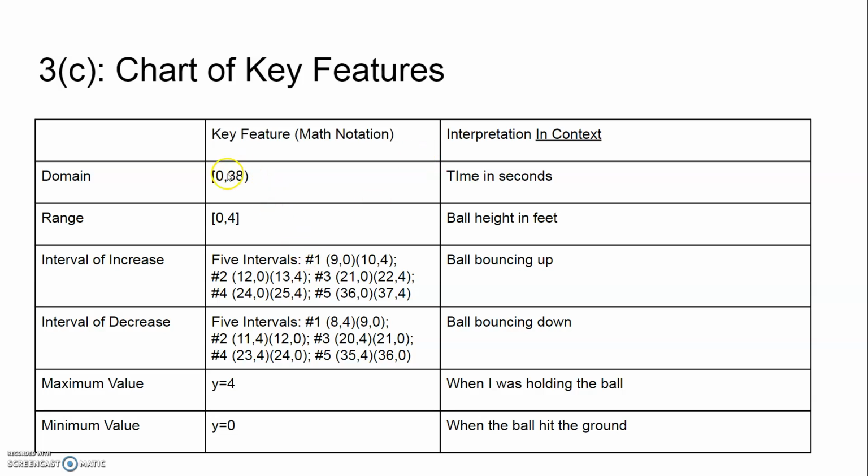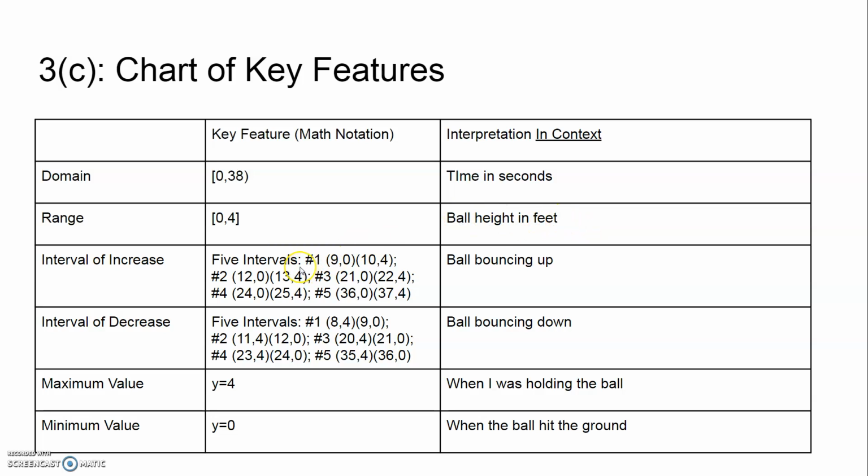This is the chart of key features. This is the domain. It's from 0 to 38 seconds, but we don't include 38 because it was just under 38 seconds. This is the range because the minimum is 0 and the maximum is 4. And the domain is time in seconds, and the range is ball height in feet.